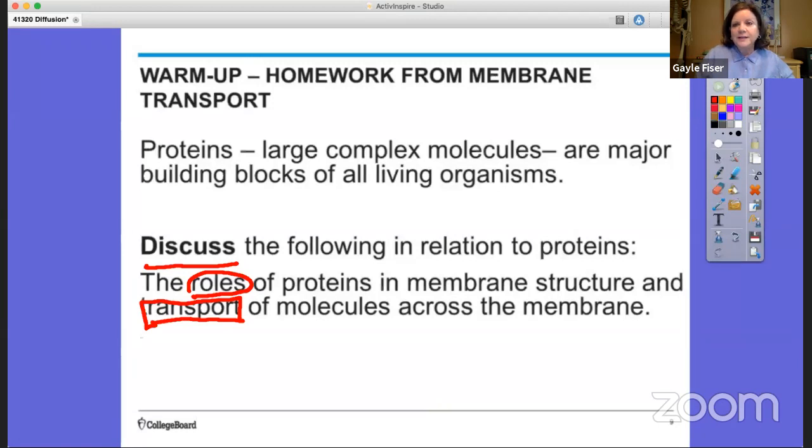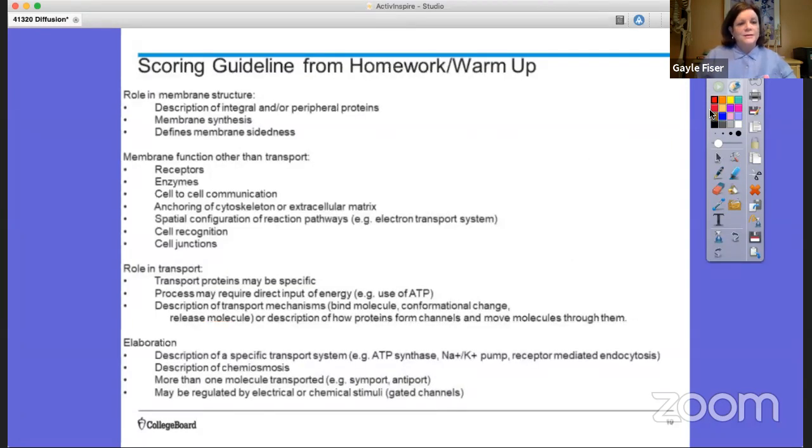Okay, so let's look at the scoring guideline. There are a number of things you could have said, but I want to focus on the role and then about the transport. You could have said a number of things: description of integral and peripheral proteins. I probably would have said that. Membrane synthesis defines membrane sidedness. You could have also gone into receptors, enzymes, cell-to-cell communication, all of those things that you already know because you've already covered all the content and you're reviewing now.